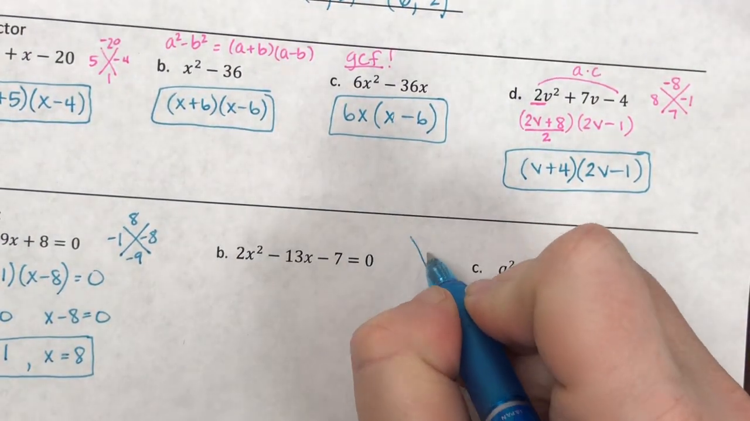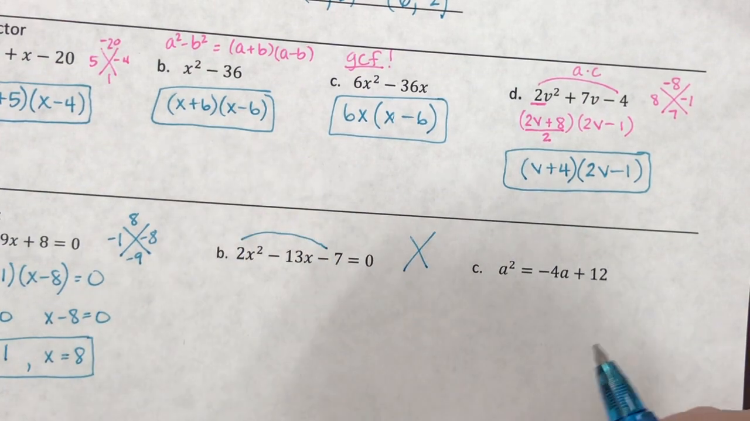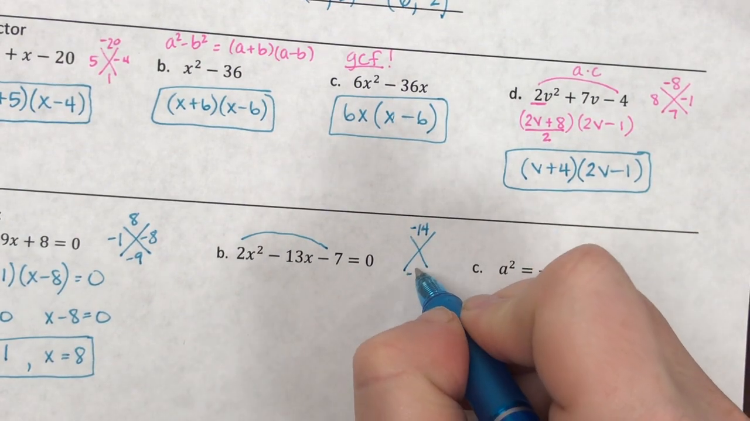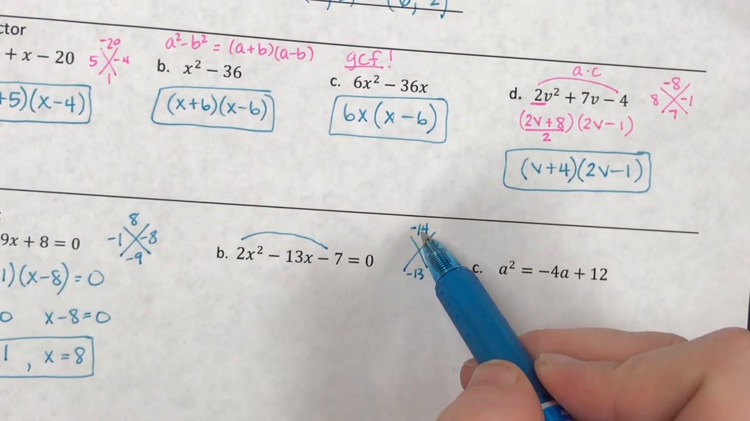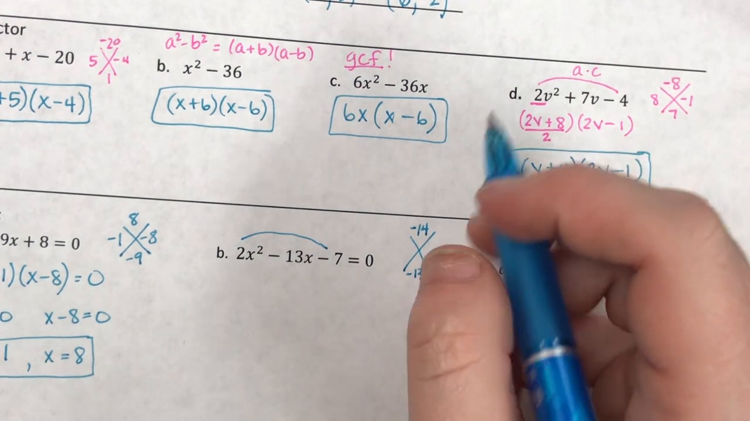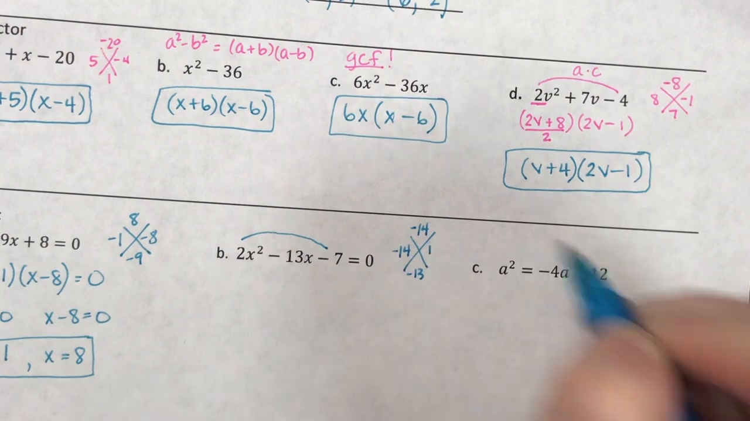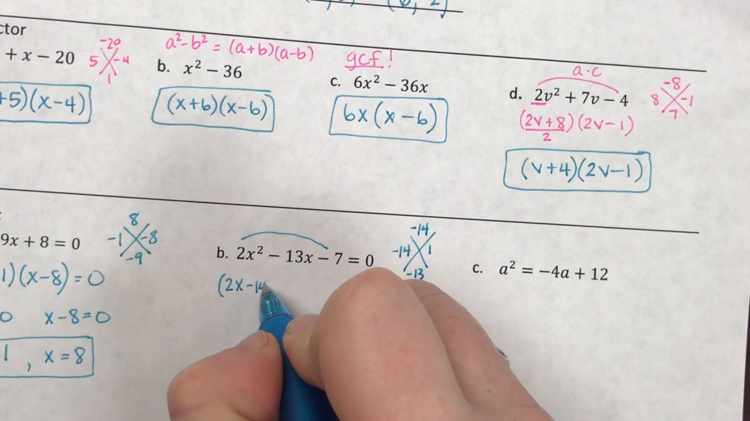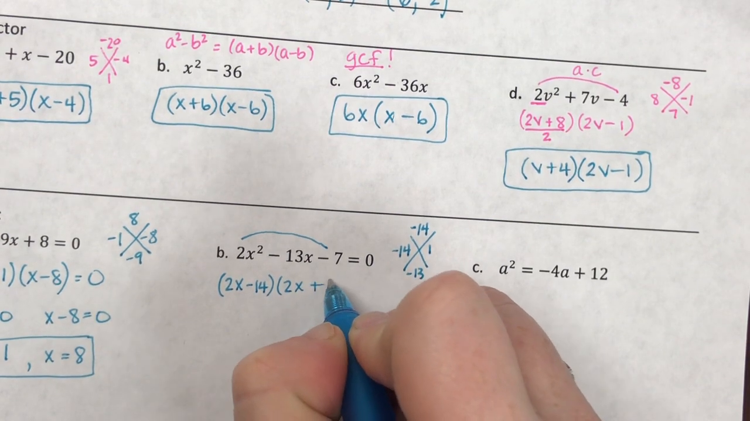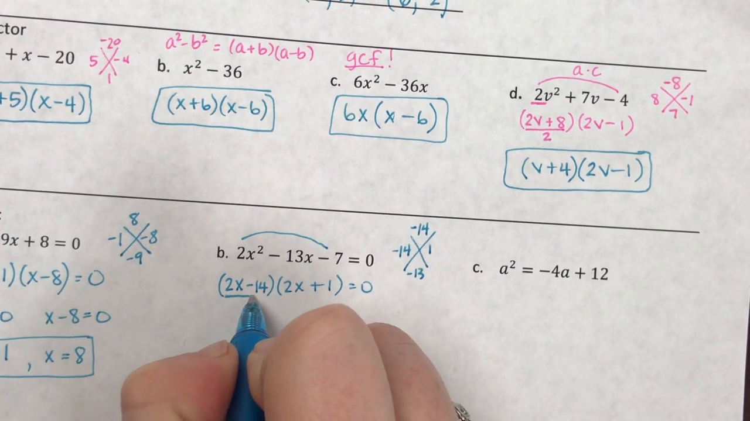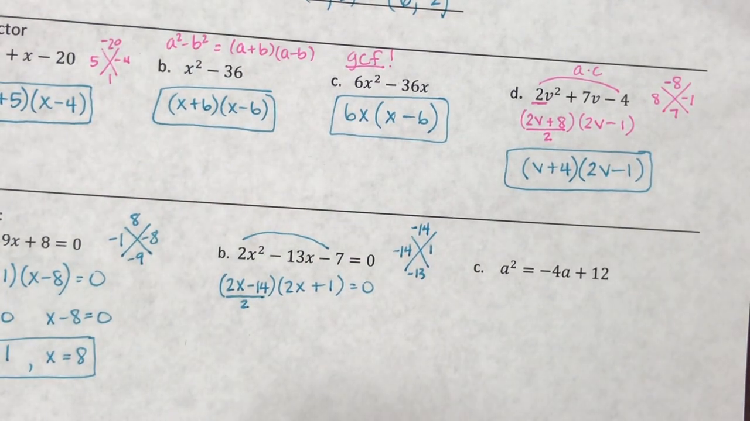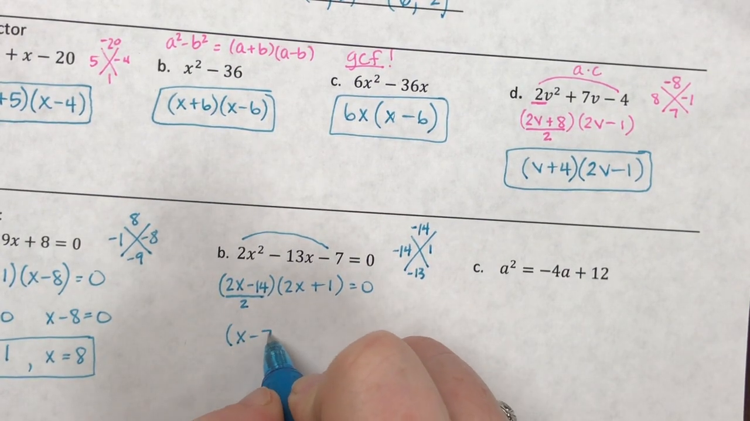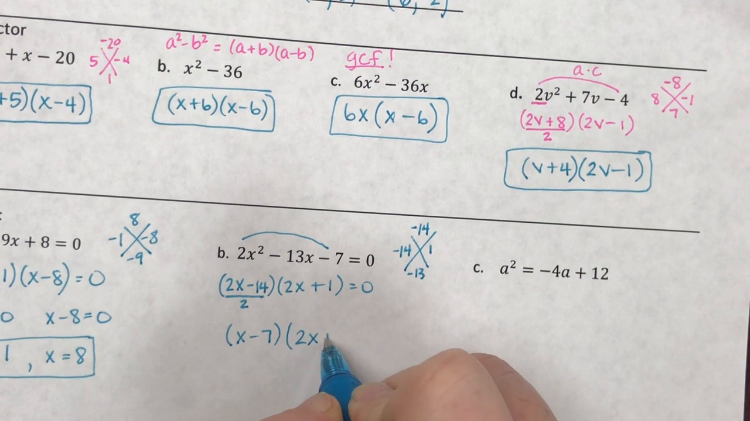B, 2 times -7 is -14. So 2 things that multiply to -14 and add to -13, -14 and 1. So I've got 2x minus 14, 2x plus 1, and this first one has a GCF of 2 that I need to reduce by. So I get x minus 7 and 2x plus 1.